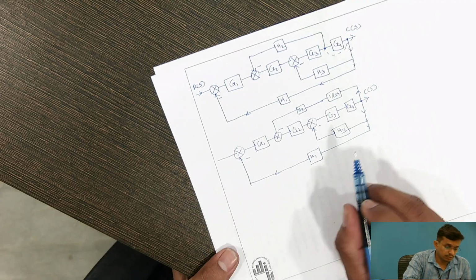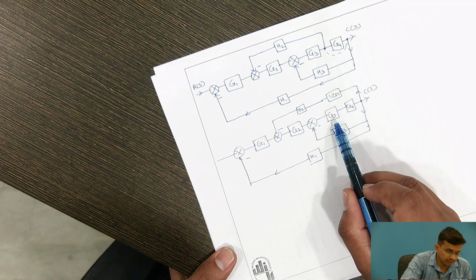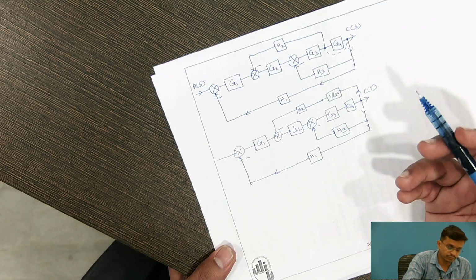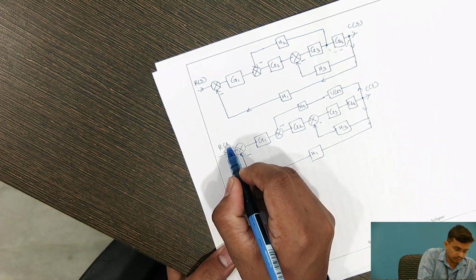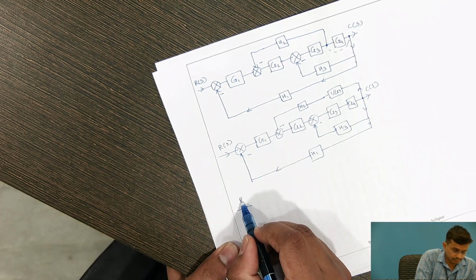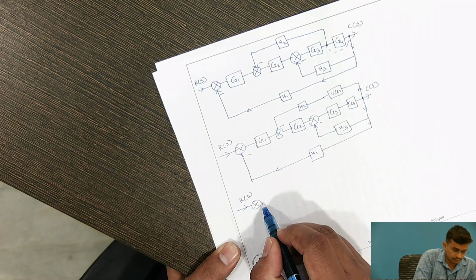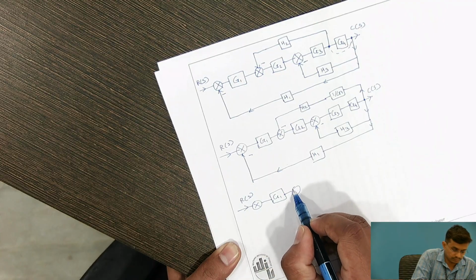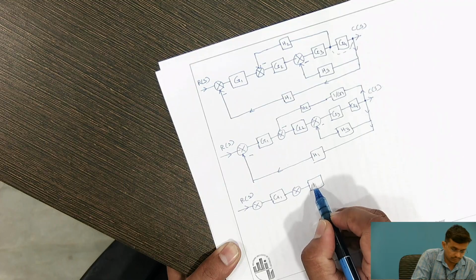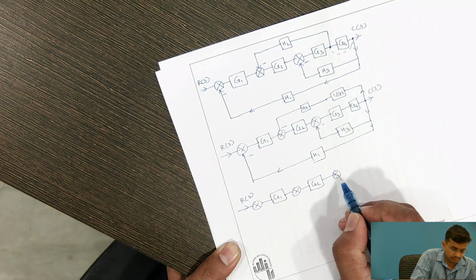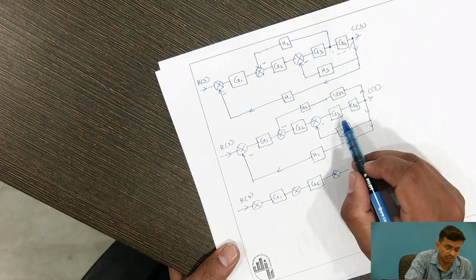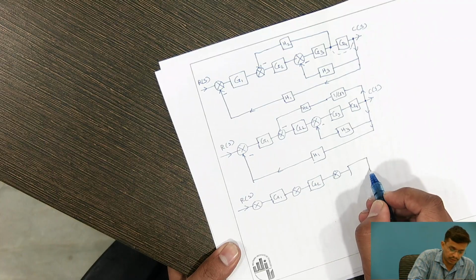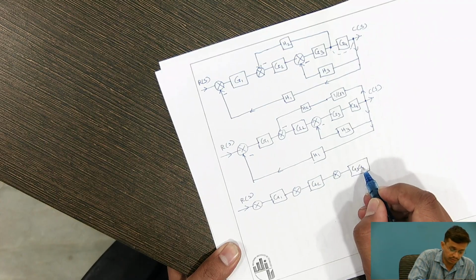Now these blocks, that is G3, G4 and H3. First we will take G3 and G4 in series. This is our R(S). So now G3 and G4, these two elements are in series, so we will reduce them to the one block with G3 G4.